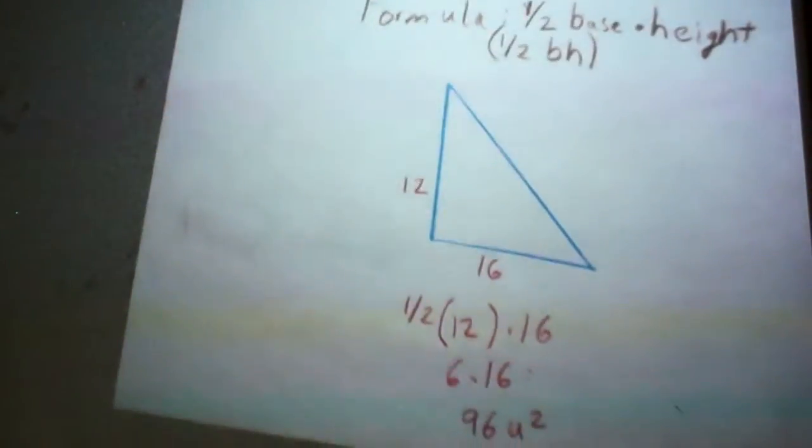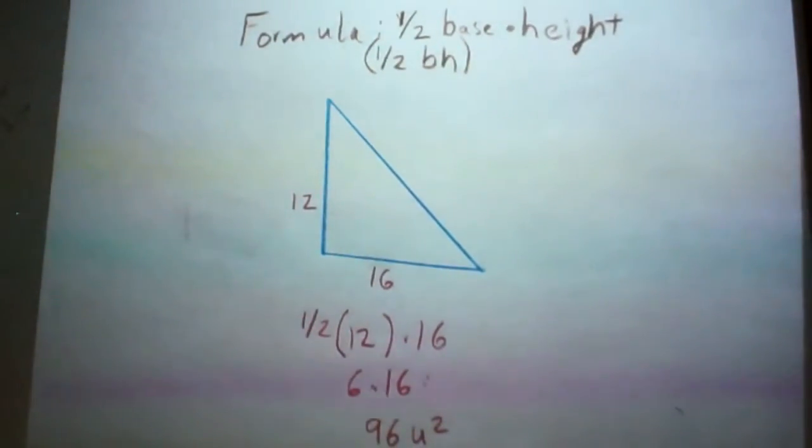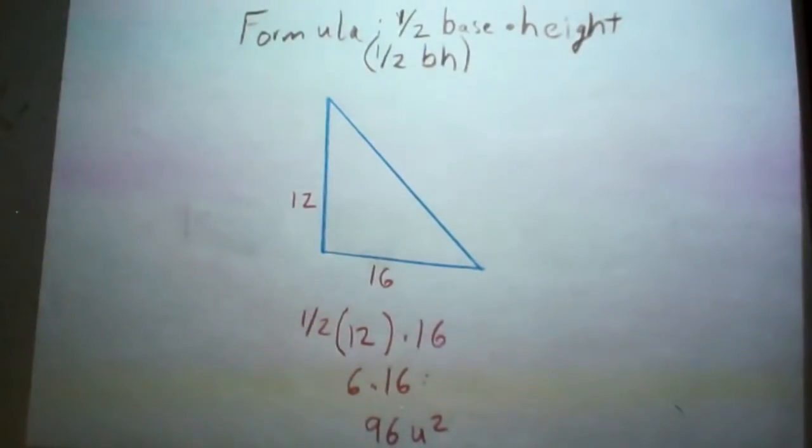Okay, so from there, we'll move on to a triangle. And a triangle has a formula that is 1/2 the base times the height, or 1/2 times the length times the height. Okay? So in this example, I've got a height of 12 mystery units. Okay? There's no units given, we'll just say it's U. And I've got a base of 16 units.